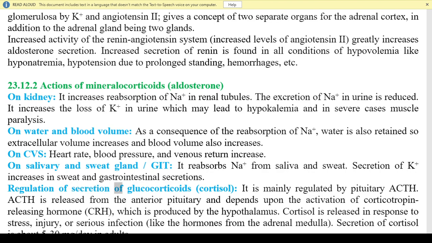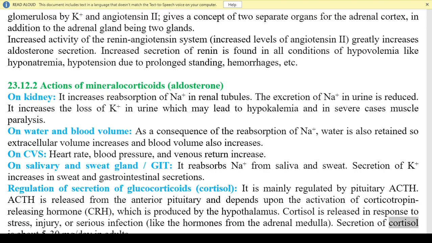Regulation of secretion of glucocorticoids, cortisol. It is mainly regulated by pituitary ACTH. ACTH is released from the anterior pituitary and depends upon the activation of corticotropin-releasing hormone, CRH, which is produced by the hypothalamus. Cortisol is released in response to stress, injury, or serious infection, like the hormones from the adrenal medulla.